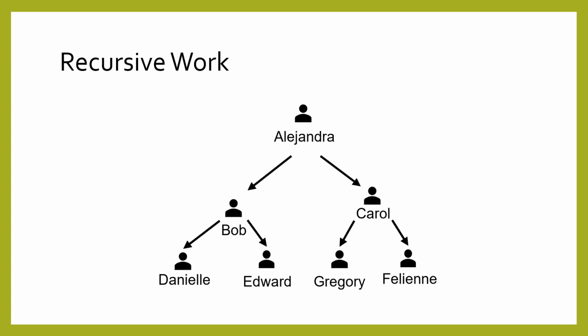Now let us consider an alternative view, where we are hiring someone to complete a job. We hire Alejandra, who in turn hires two subcontractors, Bob and Carol, to do the work. Bob in turn hires two sub-subcontractors, Danielle and Edward. Meanwhile, Carol hires two sub-subcontractors of her own, Gregory and Feline. Eventually, we reach a level where folks actually get the job done. When they finish, they report back to their bosses, who in turn report back to Alejandra. By carefully breaking down the work, each individual job is quite small, although we do have a lot of employees.